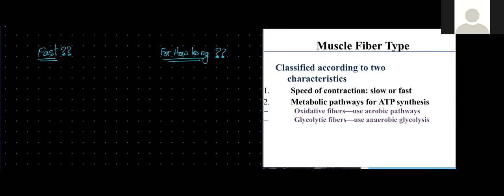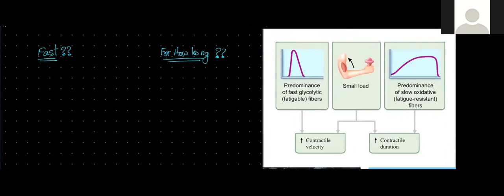First is going to be the muscle fiber type, the type of the muscle fiber. We have two types of muscle fibers. I have a muscle fiber that is going to be fast glycolytic muscle fiber. So from its name, it's going to be fast, but the problem here is that it's going to be fatigable.